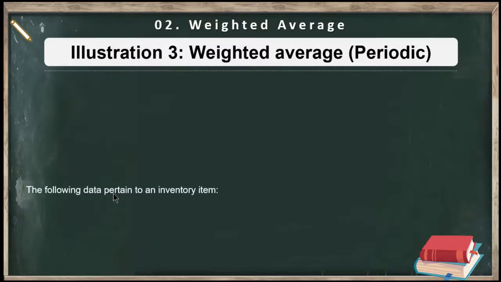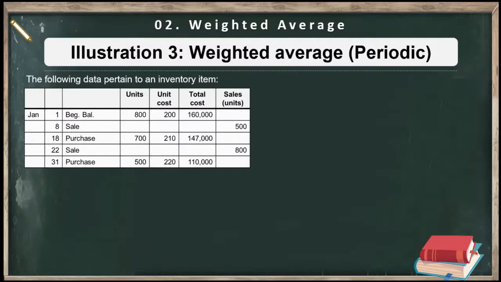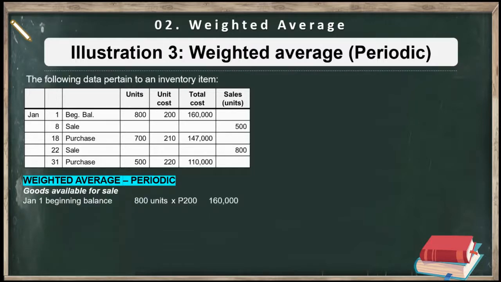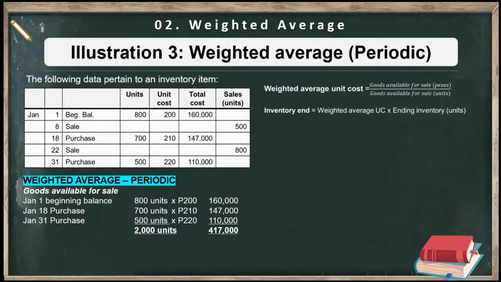So as an illustration, you have the following data pertaining to an inventory item, the same with the given earlier. So for the weighted average periodic, you need to get the goods available for sale. So just sum up your beginning balance and all the purchases. If there's a purchase return, you're going to deduct the purchase return. So the total units for the goods available for sale is 2,000, and the total goods available for sale in peso is 417,000.